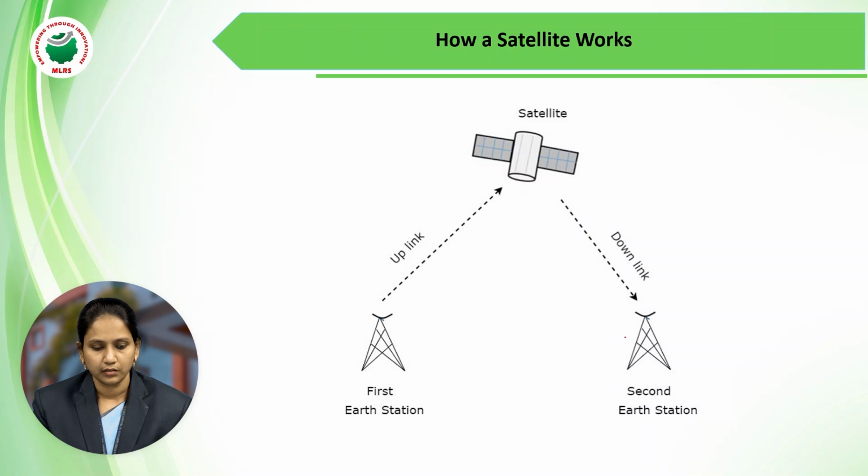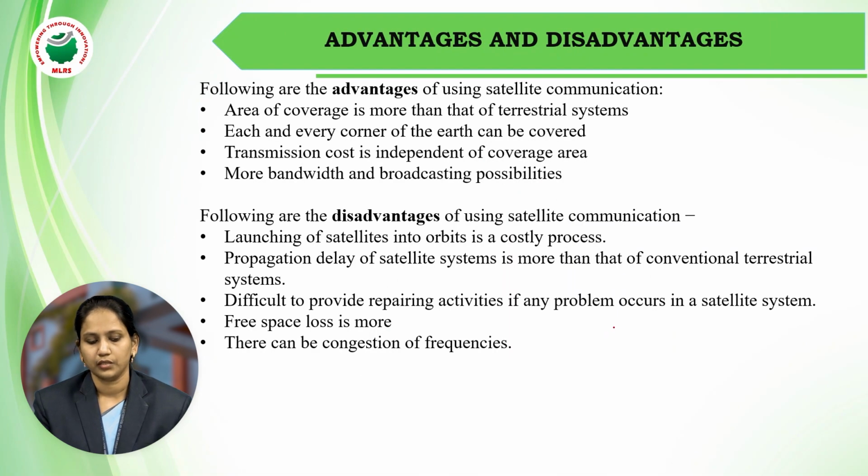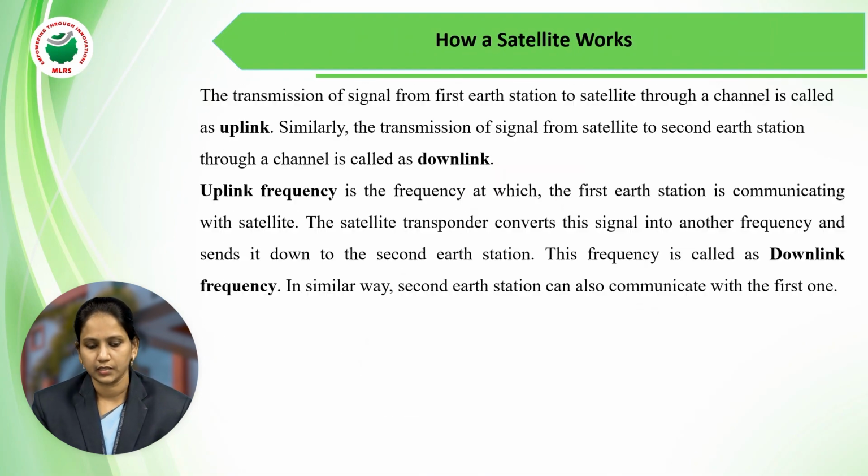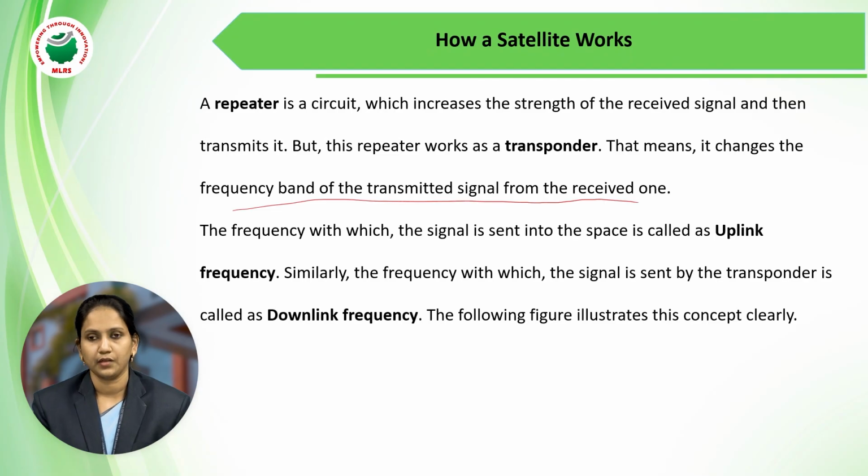Next, there are two types of satellites: passive satellites and active satellites. The passive satellites are large balloon type satellites and are named Echo 1 and Echo 2. But these passive satellites have disadvantages.